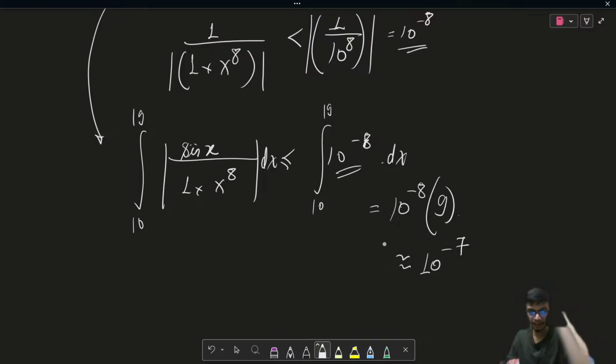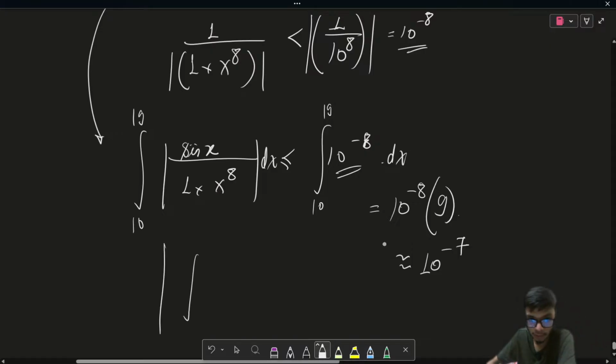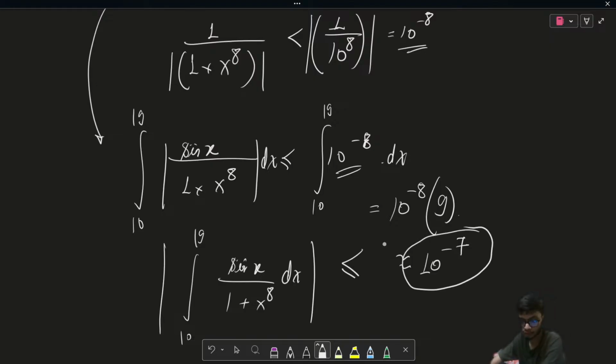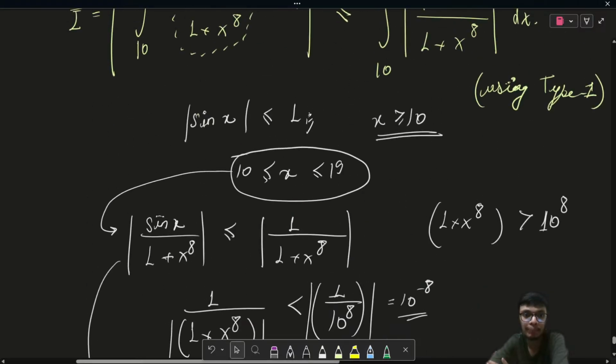Now once I have this result, I also know that the modulus value of the integral going from 10 to 19 for the function sin x upon 1 plus x to the power 8 dx will obviously be less than or equal to this particular value. So I am able to estimate that the absolute value is less than or equal to 10 to the power minus 7. Now I got the upper bound of the modulus value. That is something I can conclude from this question. I hope this is clear to all of you.